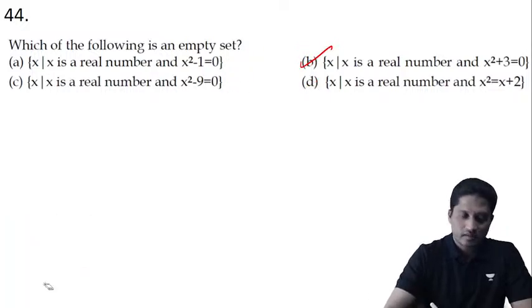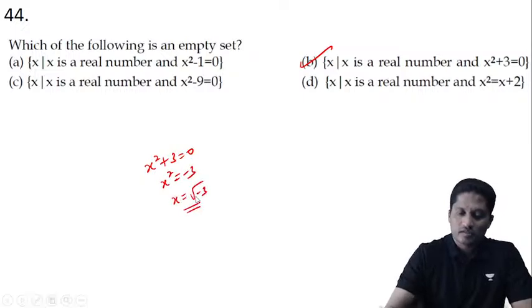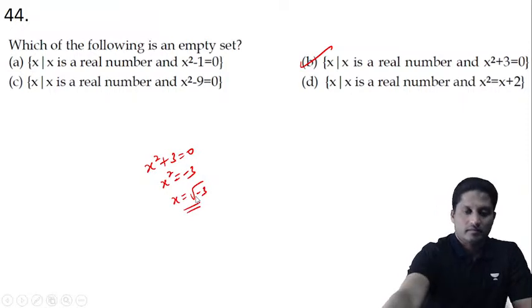x square plus 3 is equal to 0. x square is equal to minus 3. Square of a number cannot be negative. That is, root of minus 3 is imaginary. So B is an empty set.